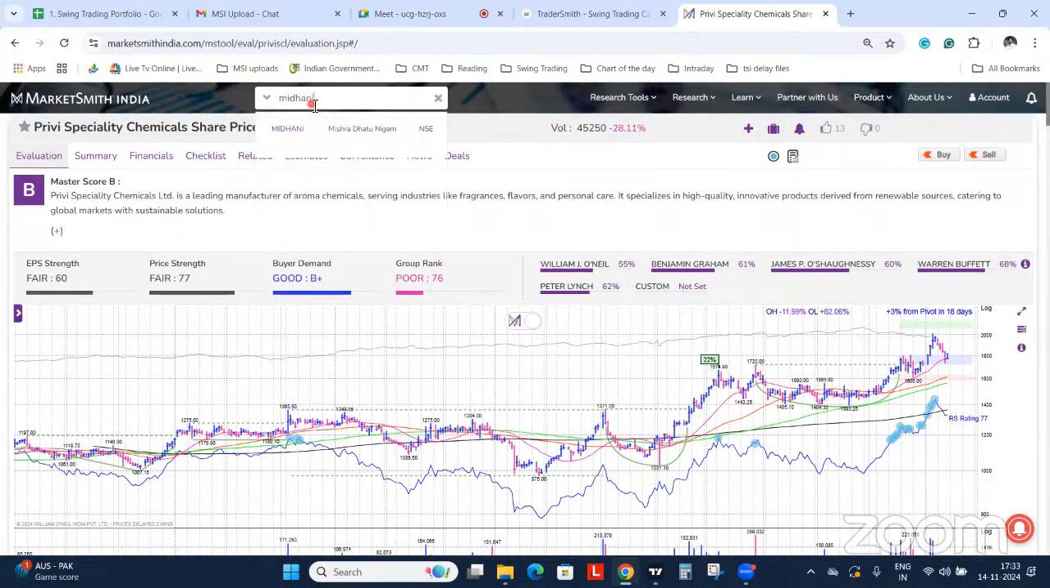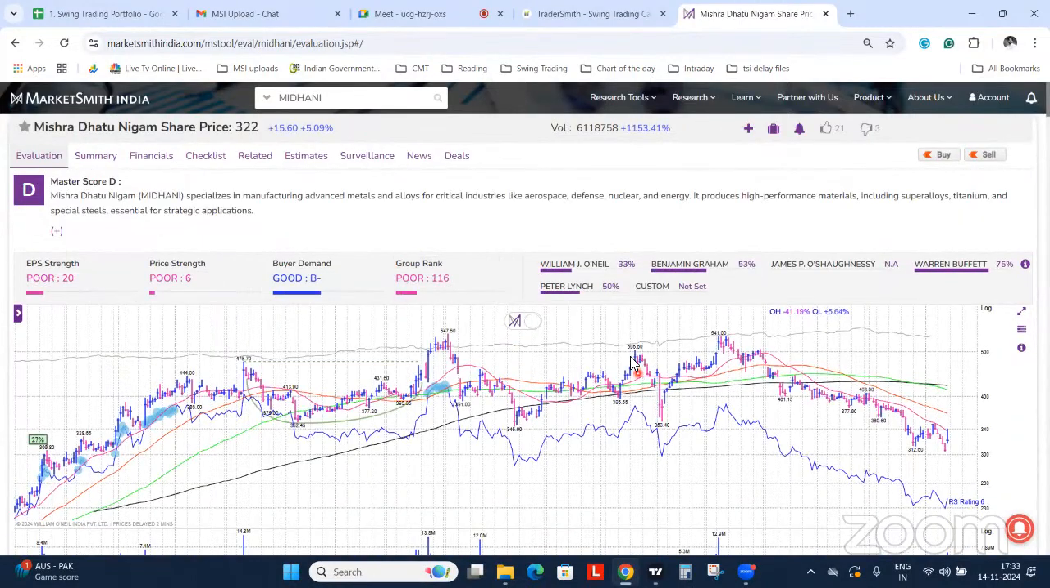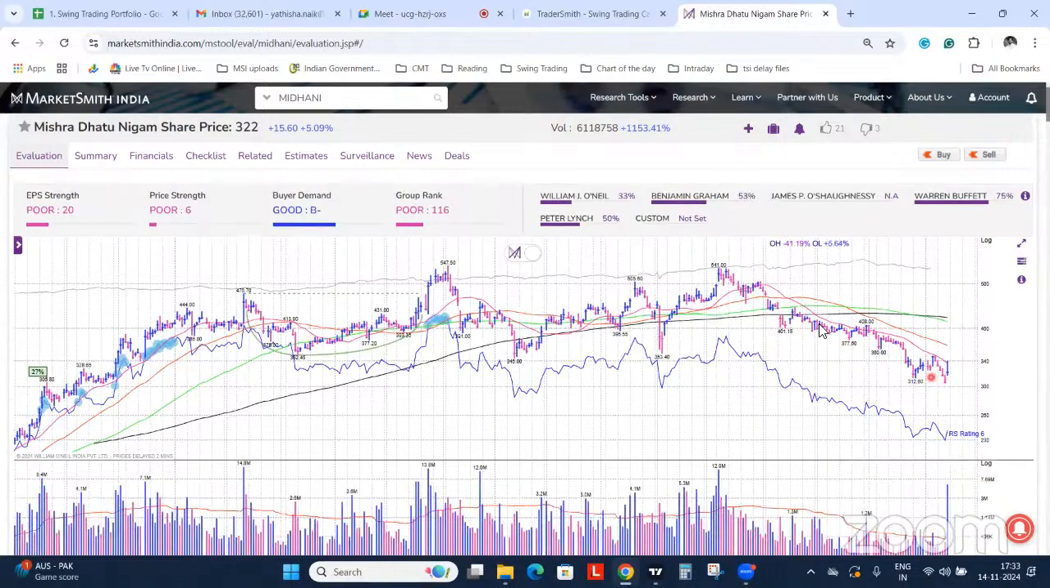Next, Midhani. Midhani is making a lower high, lower low price structure, so it is better to avoid this particular stock right now. And the next one is Apple.